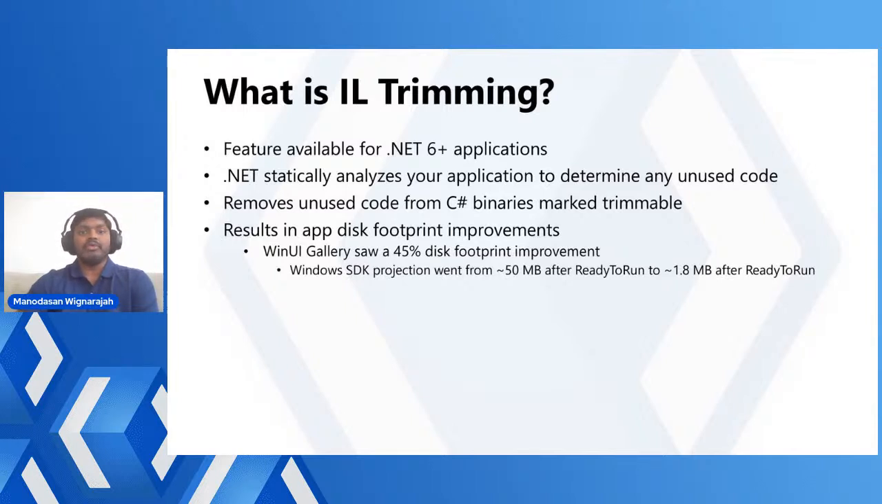For instance, with WinUI Gallery, when we enabled trimming for it, we saw a 45% disk footprint improvement. One of the big binaries inside of it is the Windows SDK projection, which you may also see in your own apps if you have a .NET WinAppSDK app. With ReadyToRun enabled, that binary is about 50 megabytes today. With trimming enabled, WinUI Gallery saw that binary go all the way down to 1.8 megabytes.